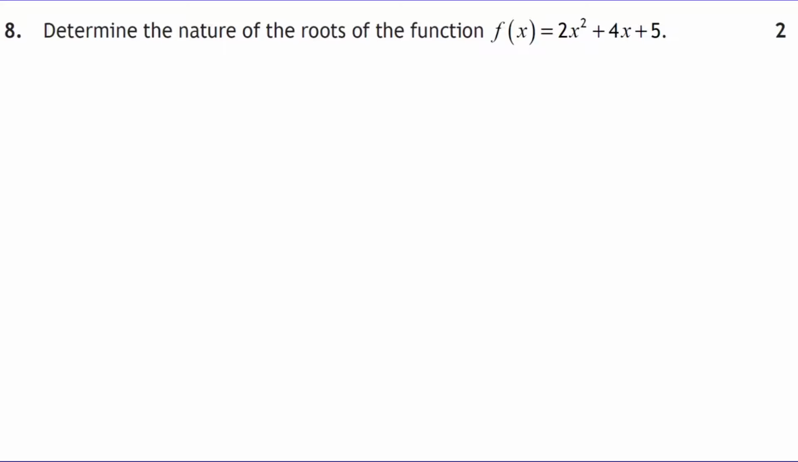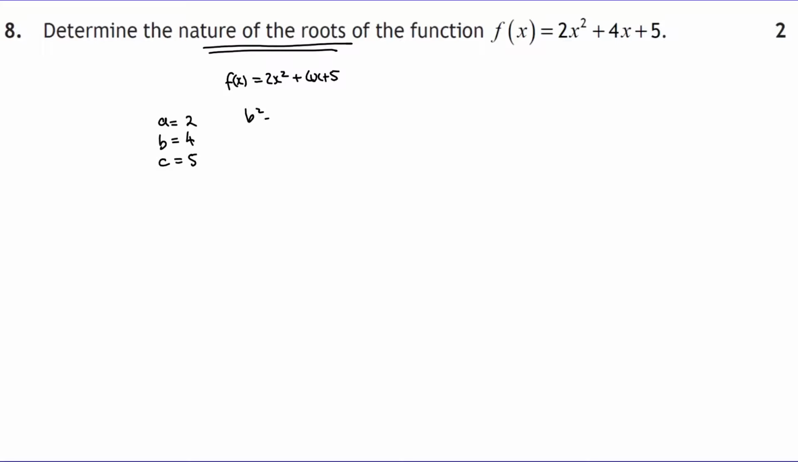Determine the nature of the roots of the function. So f of x equals 2x squared plus 4x plus 5. Okay, so for the nature of the roots, that's talking about the discriminant. If we hear those words, we're looking to see if we have two real distinct roots, two equal roots or no real roots. So let's go for a discriminant test. A, B, and C. A is 2, B is 4, and C is 5. It's the coefficients of the x squared, the x and the number term.